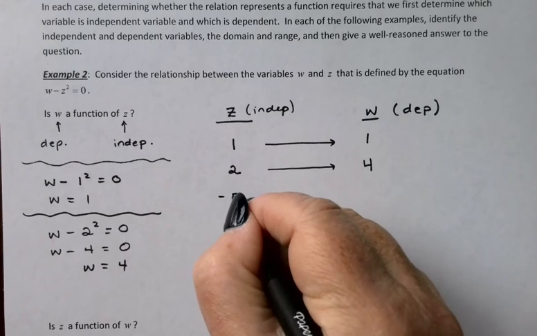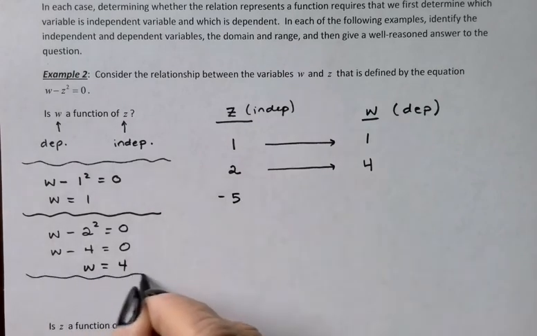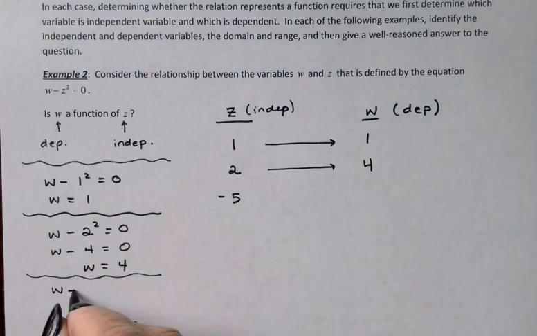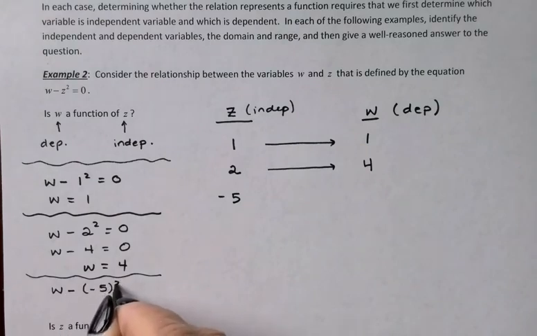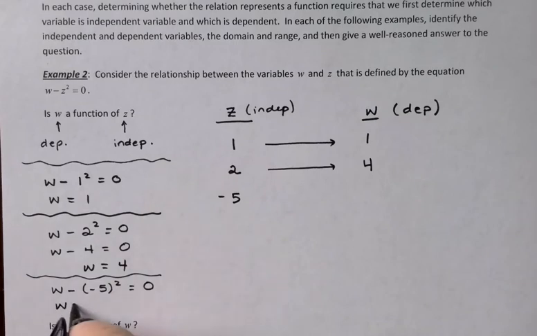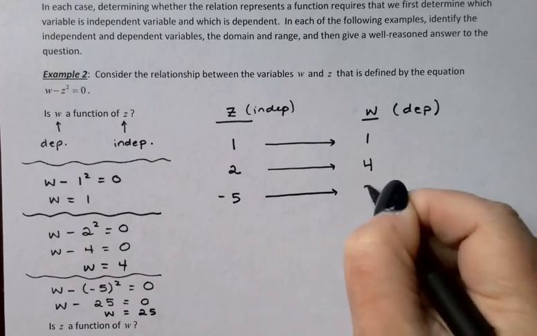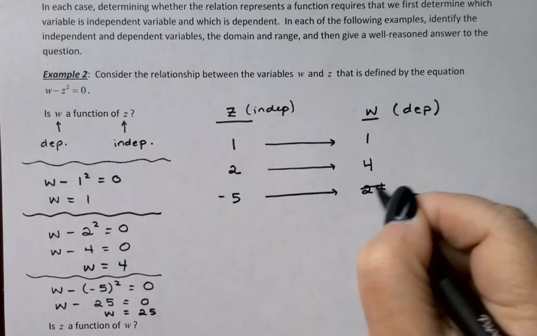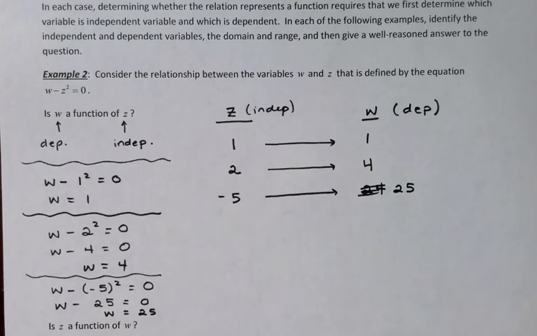Let's try negative 5. If I have w minus negative 5 squared equals 0, that would be w minus 25 equals 0, and w equals 25. Oops, I don't know why I wrote 24 there. How about 25? All right, so based on all the numbers that I've tested, it does appear that every input has just one output, and I'm going to conclude that I think this is a function.